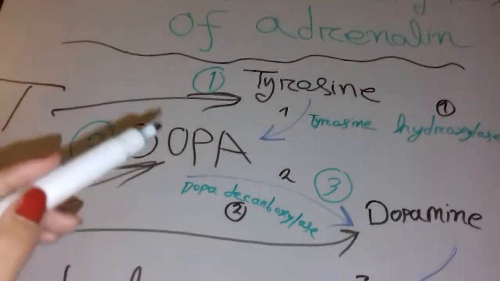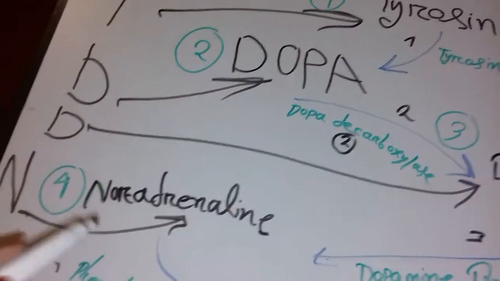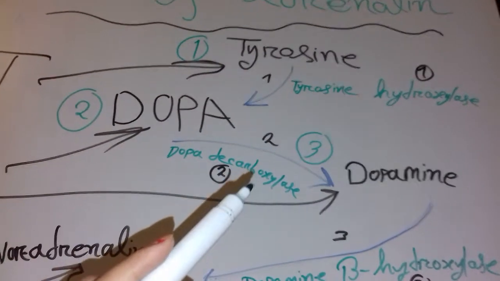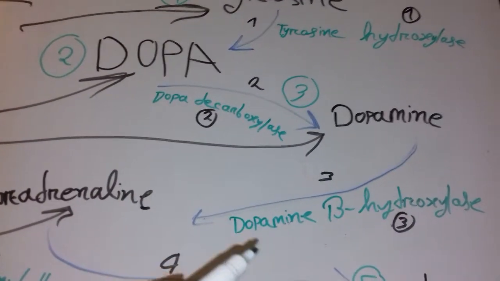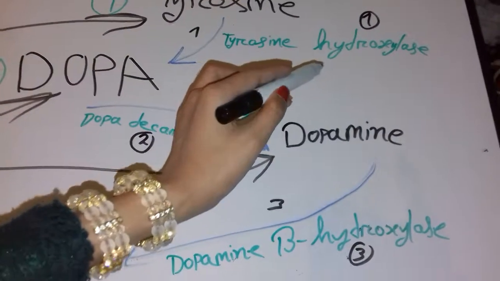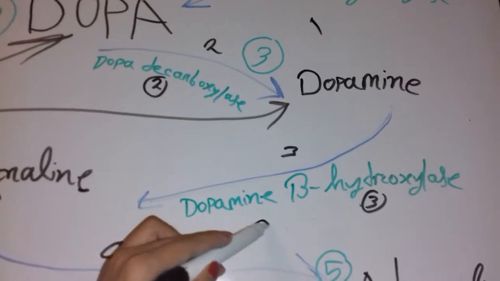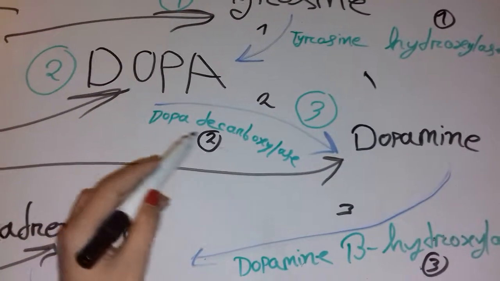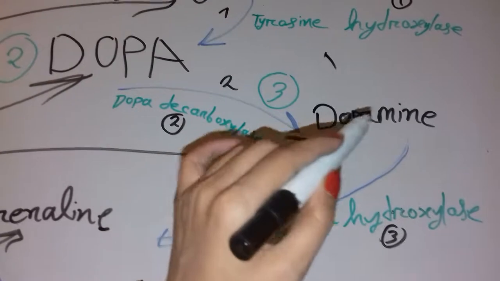So, tyrosine becomes dopa, dopa becomes dopamine, dopamine becomes noradrenaline, noradrenaline becomes adrenaline. And 4 enzymes: tyrosine hydroxylase, dopa-decarboxylase, dopamine beta-hydroxylase, and phenylethanolamine N-methyl transferase. Hydroxylase 1 is tyrosine hydroxylase, and dopamine beta-hydroxylase is the second hydroxylase. And here is dopa-decarboxylase. Decarboxylase causes dopa to convert into dopamine, and phenylethanolamine N-methyl transferase causes noradrenaline to become adrenaline.